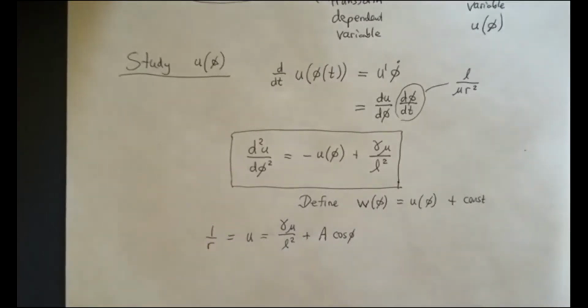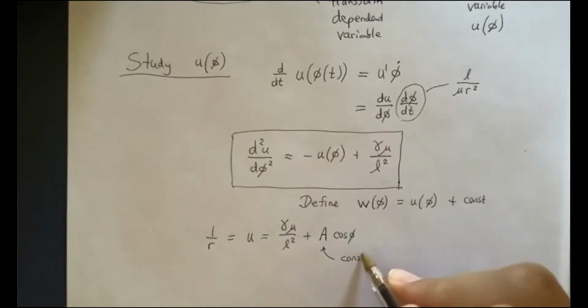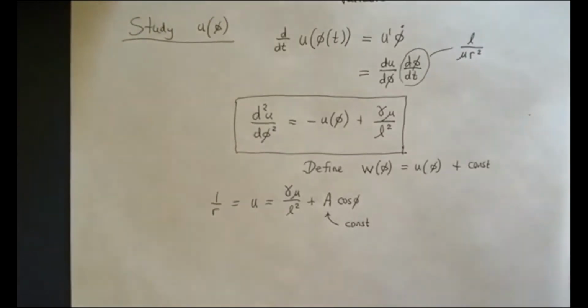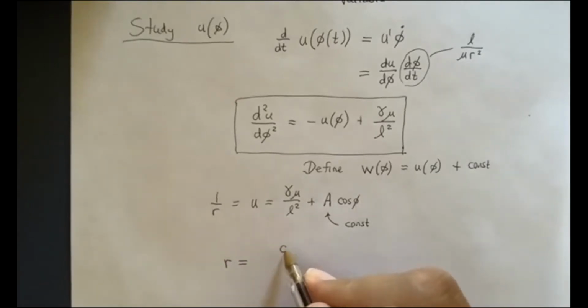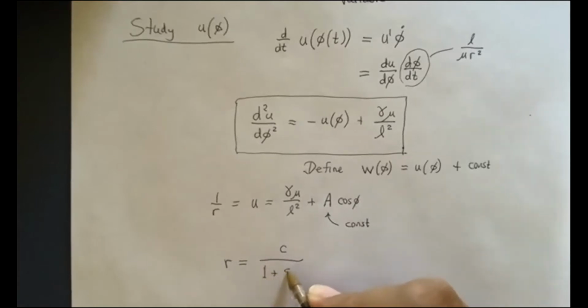So this is the celebrated result. This is the result that is in the chapter summary. This amplitude is a constant. Okay. So the amazing result, the way you see it in the chapter summary is the following. R equals C over 1 plus epsilon cosine phi.